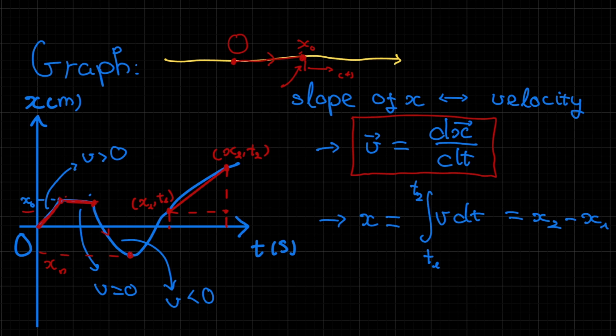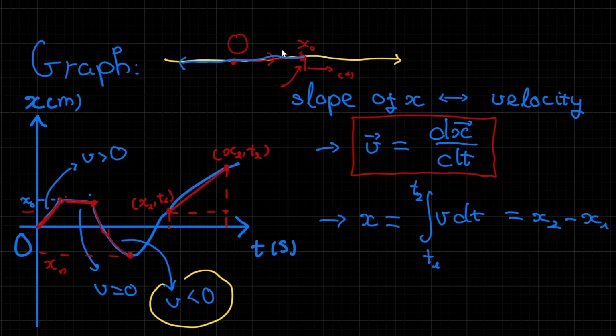However, after that, we went down. The position went down. So what this means is that we just go backwards. And going backwards means that velocity should be negative. And well, that's just a description of how you describe the motion when looking at the graph.